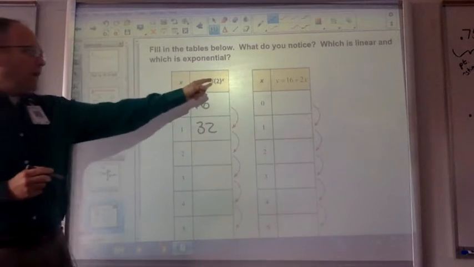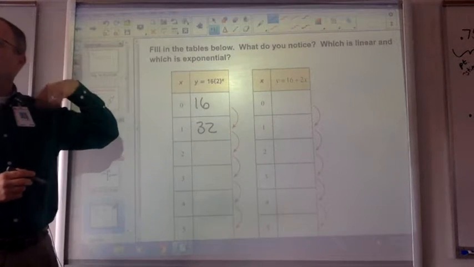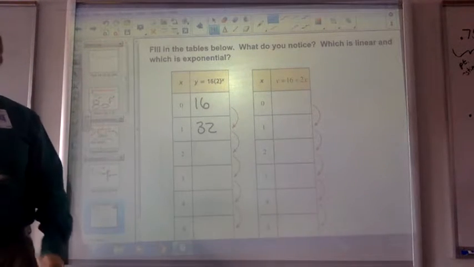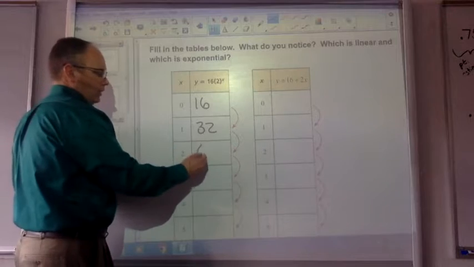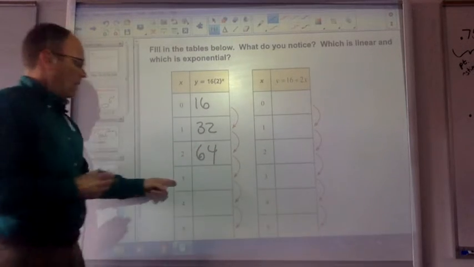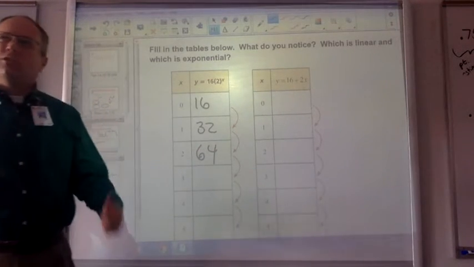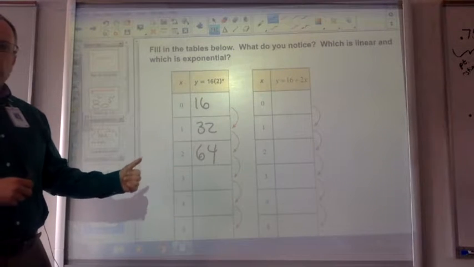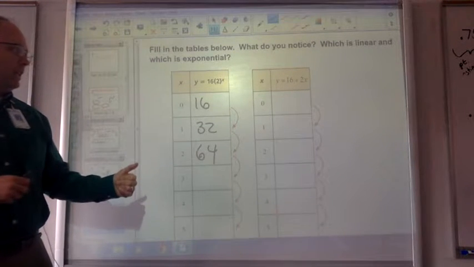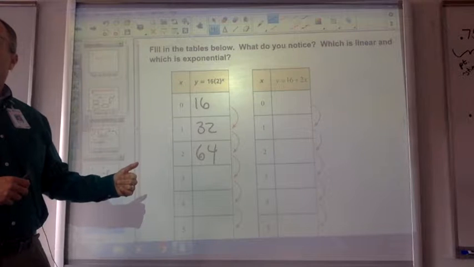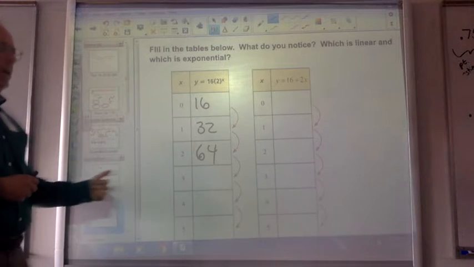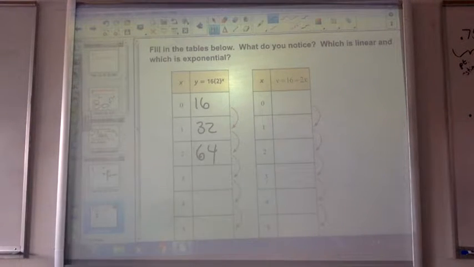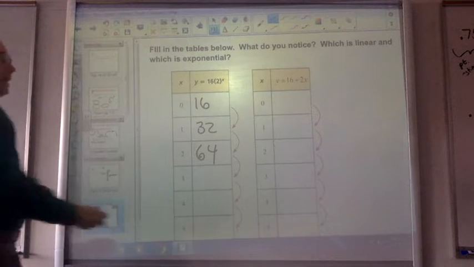If I plug 2 in, I get 2 to the second power, which is 4. 4 times 16 is 64. Okay, plug 3 in. 2 to the third is 2 times 2 times 2 is 8. 8 times 16 is, I don't know. Anyone have a calculator? Can't do it in my head. 128, you think? 128?